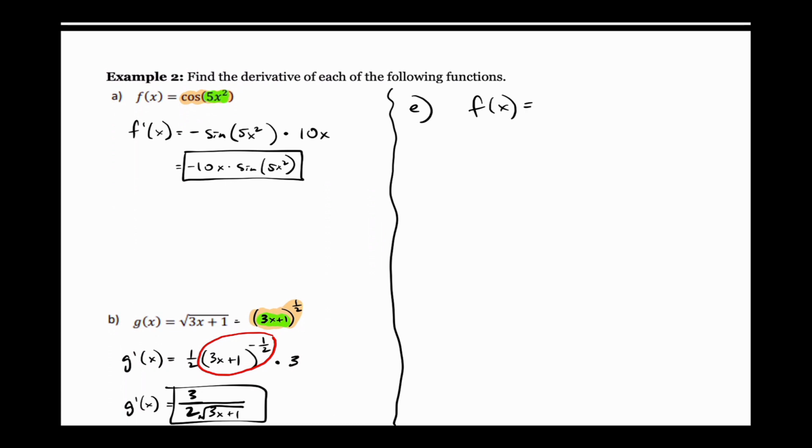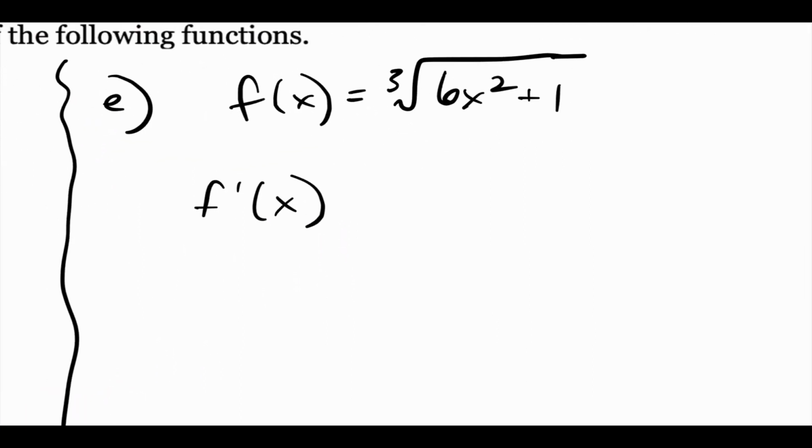Let's see. The third root of 6x squared plus 1. Find the derivative. That's the third root of 6x squared plus 1.